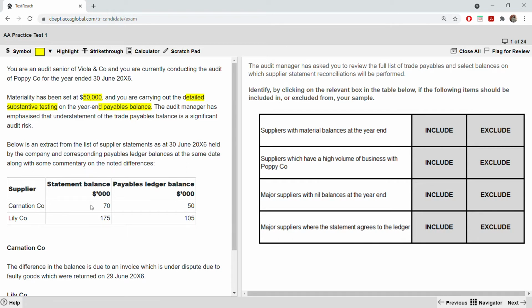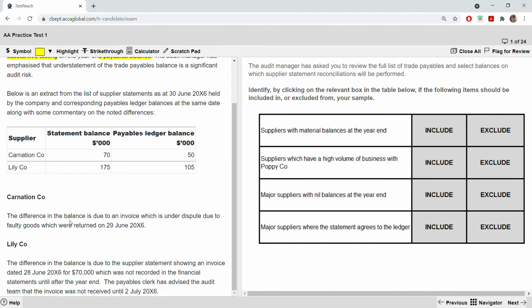If you see, it is different, right? The payable ledger balance and the statement balance. So you'll see some notes below. Carnation and Company, the difference in the balance is due to an invoice which is under dispute due to faulty goods which were returned. And for Lily, the difference in the balance is due to a supplier statement showing an invoice dated for 70,000 which was not recorded in the financial statements until after the year end. The payable clerk has advised the audit team that the invoice was not received until this date. Date is very important again.